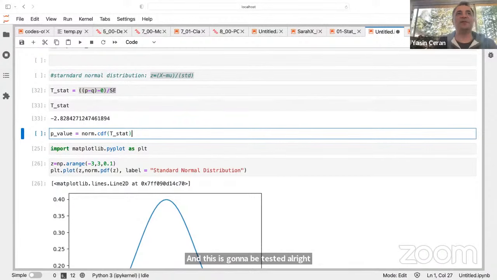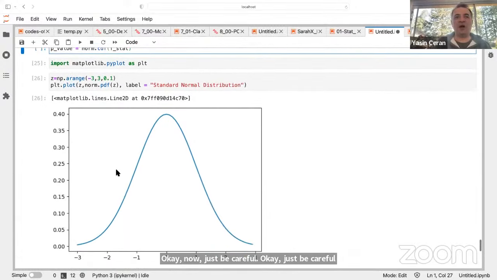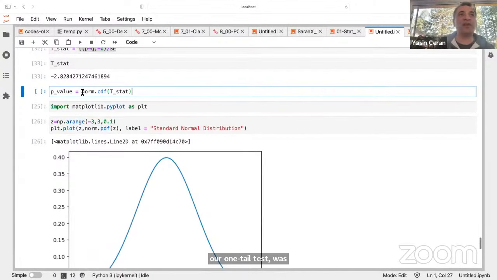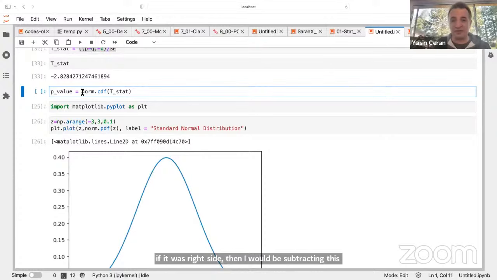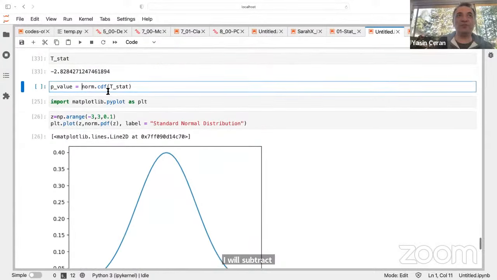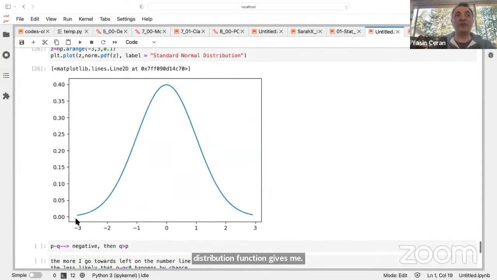All right, nice. Now, just be careful. If our one-tailed test was not left side, but right side, then I would be subtracting this from 1. So don't be confused, okay? Because I'm curious about area under the curve. The whole area under the curve is 1. If it was a right tail test, I would subtract, because this cumulative distribution function gives me the area under the curve starting from the left.